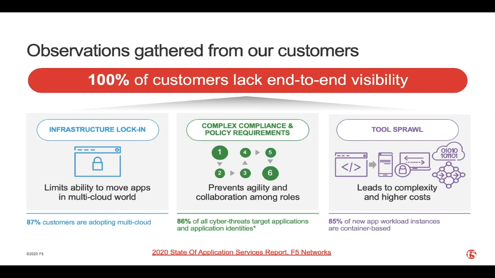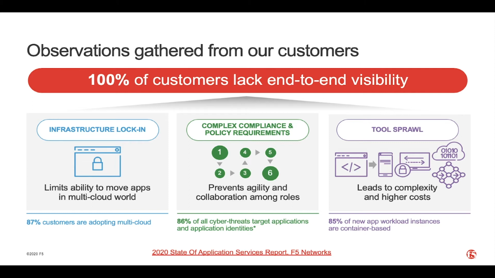We annually have a state of the application services report where we survey our customers. And this last year, we found out that the top three issues that they're dealing with is infrastructure lock-in, right? We're all seeing digital transformation opportunities, but when apps are deployed across multi-cloud, there are issues in trying to move apps from various clouds, and that causes infrastructure lock-in.